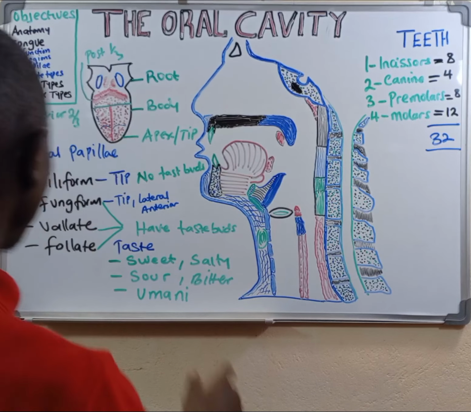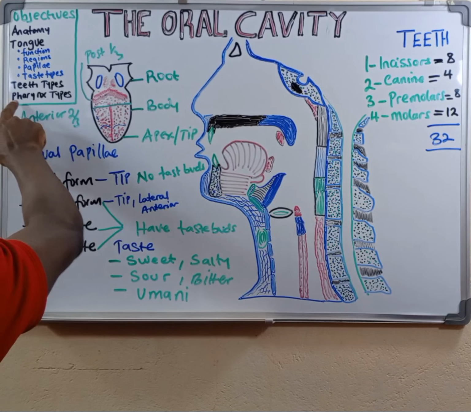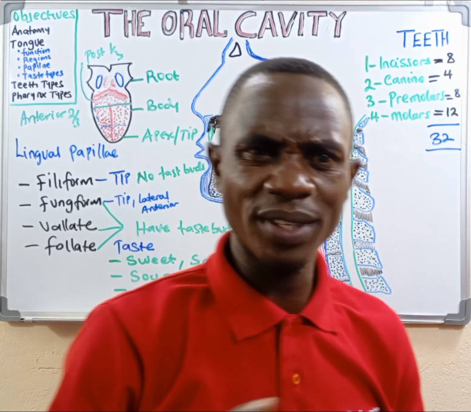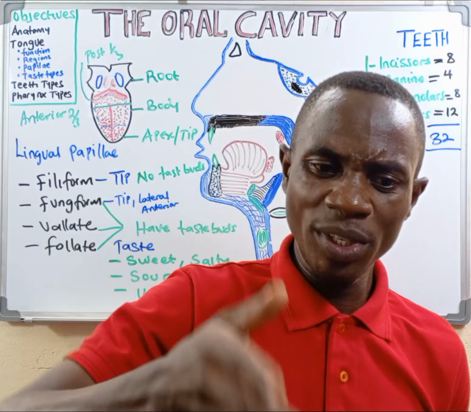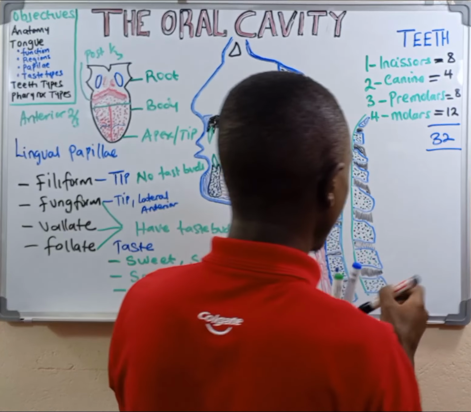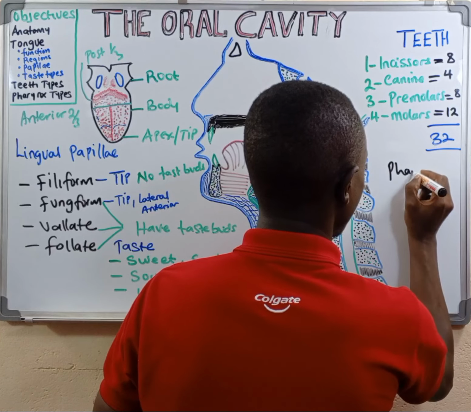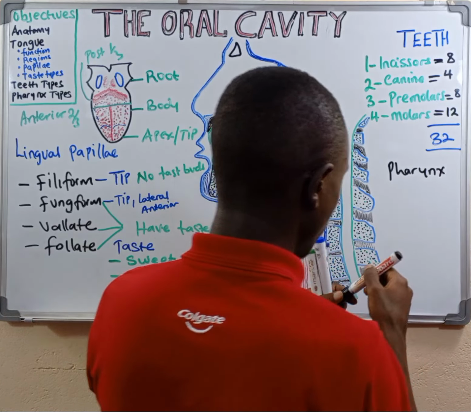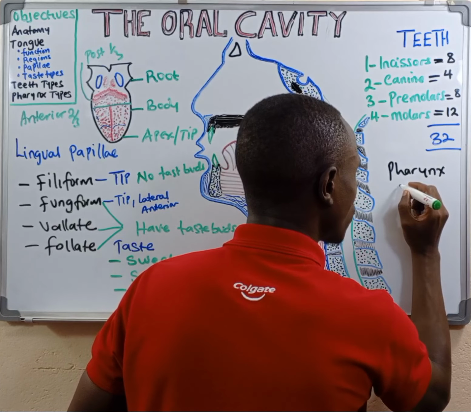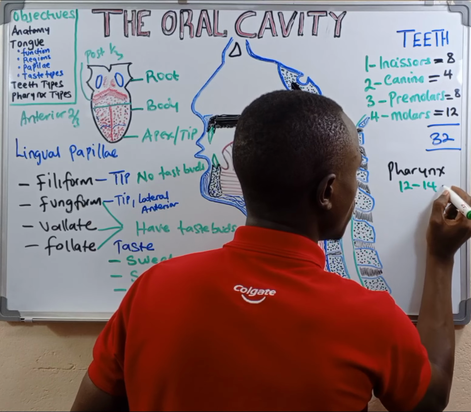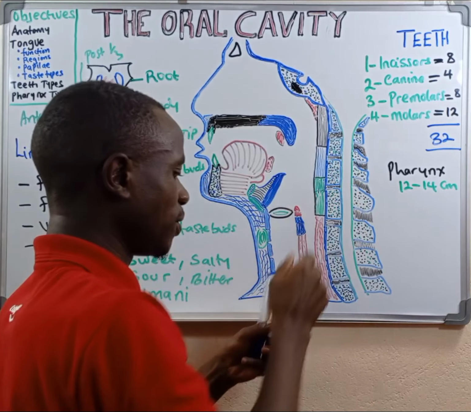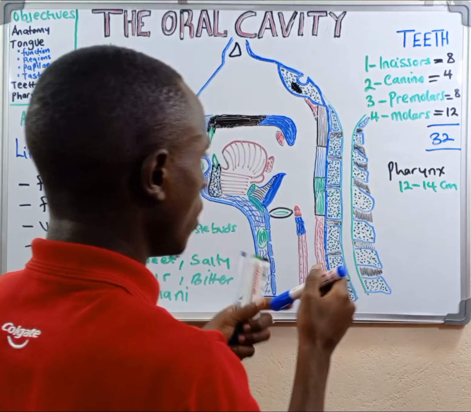So now we are going to finalize by looking at the pharynx. We talked about the pharynx being close to around 12 to 14 centimeters long, and it is where it transitions to the esophagus. The pharynx can also be called the throat. This structure is a muscular structure of around 12 to 14 centimeters, and we have said that it has 3 divisions. What are the 3 divisions of the pharynx?